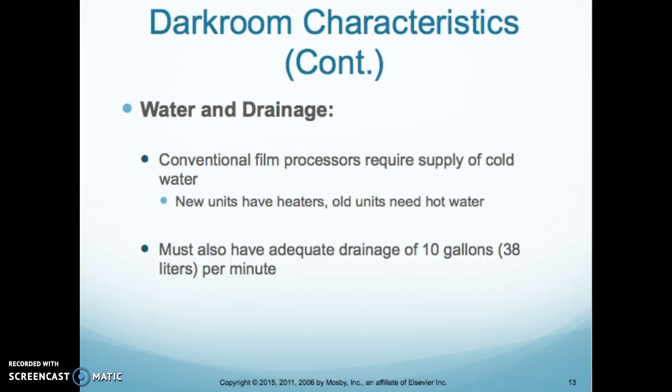So, water and drainage of a darkroom. Conventional film processors require a supply of cold water. Newer units have heaters, so older units had to have hot water coming into the system. Our unit has a heater, so you'll see that we do not have to supply hot water to it. And it must have adequate drainage of 10 gallons per minute. Very important. You need to know that the 10 gallons per minute for the drainage.